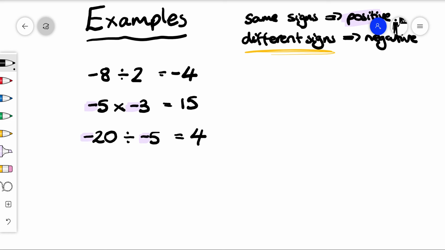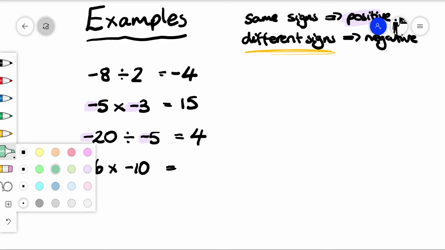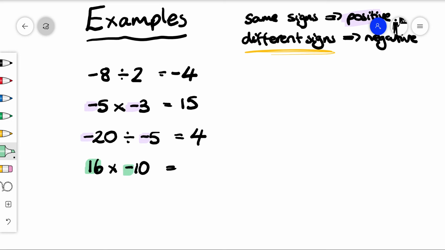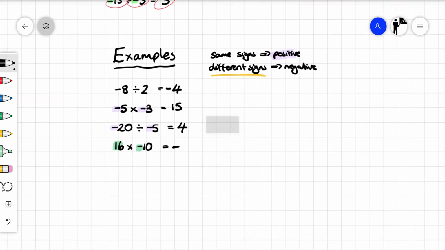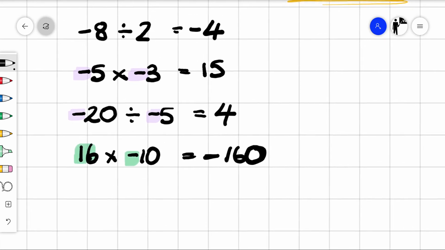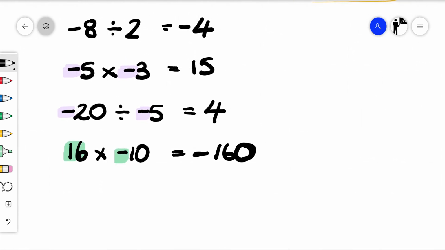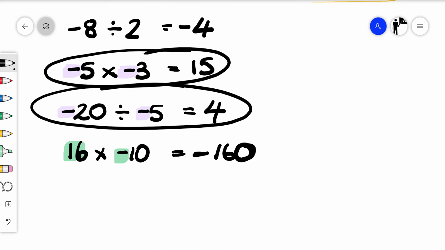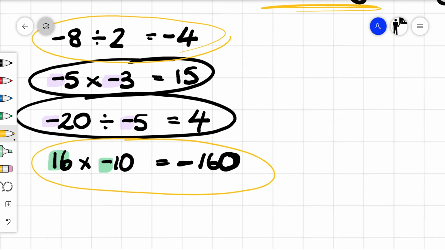Let's do another one. Let's do 16 times negative 10. Let's have a look at this. The signs are, well, this is positive, this is negative. The signs are different, so my answer is going to be negative. 16 times 10 is 160. So my answer is negative 160. We need to be able to deal with this in multiple different ways with both multiplication and division. If the signs are the same, for example, here and here, we get a positive answer. If the signs are different, for example, here and here, our answer will be negative.